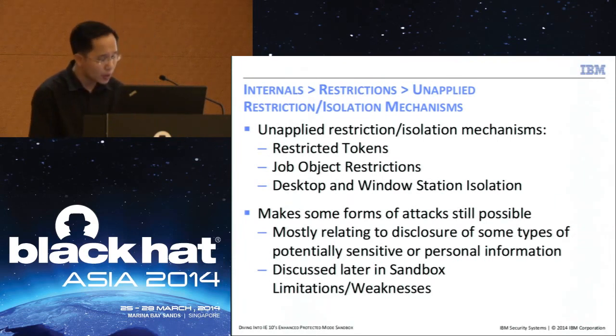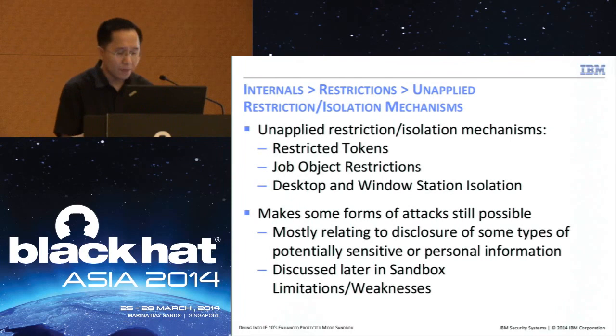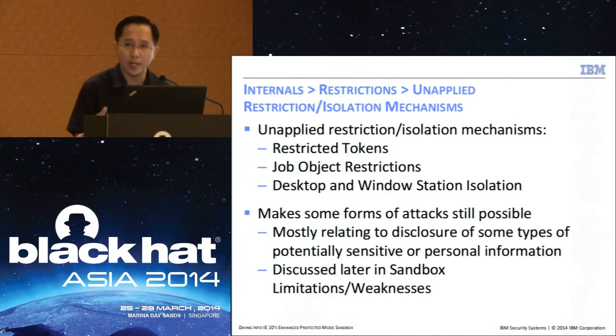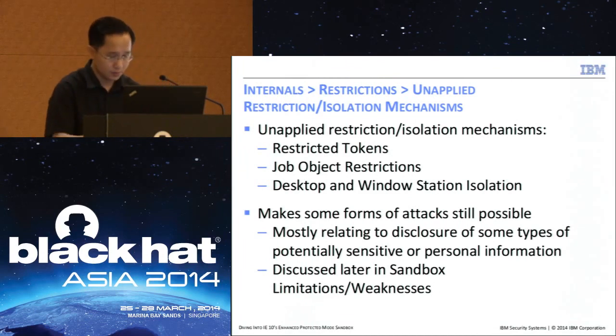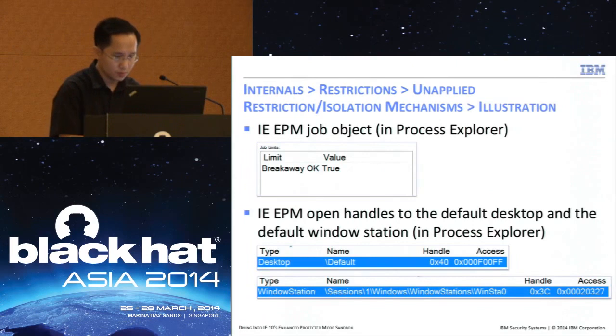Without these restrictions in place, some forms of information disclosure attacks are still possible. I'll discuss them later in the sandbox limitations and weaknesses section. As you can see in the illustration, the job object assigned to the sandbox process doesn't have any strict restrictions in place, while there are open handles to the default desktop and the default window station.